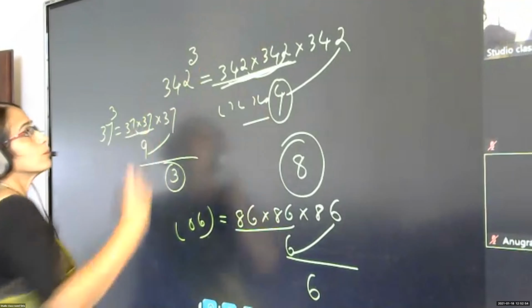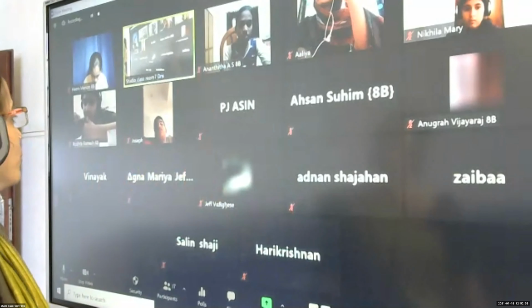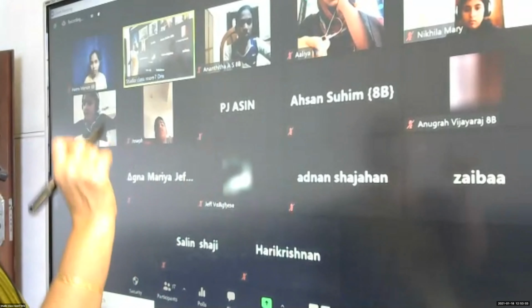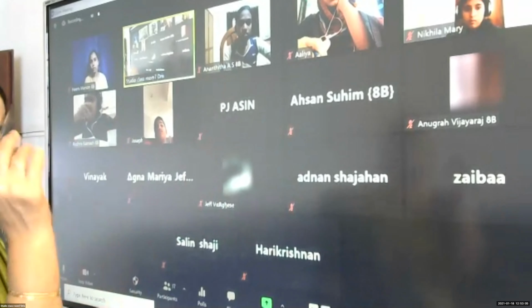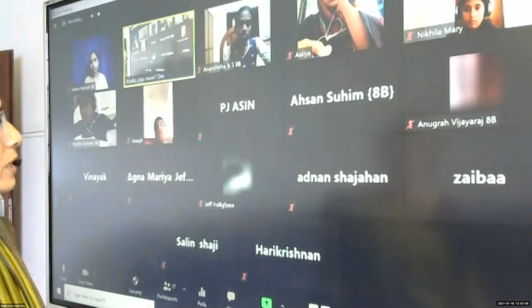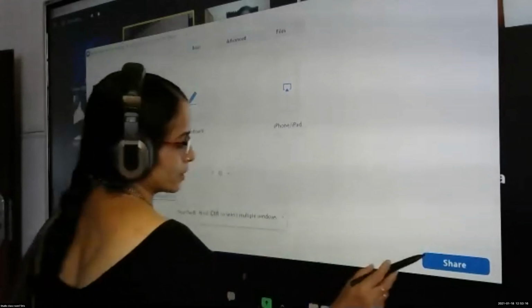All of you understood how to find the unit place? No need to find the whole cube. You just multiply the unit digits. First two unit digits, write the digit there. That with the third number's unit digit. Okay? So now I will ask some questions. All of you be ready. I'm going to ask some questions.